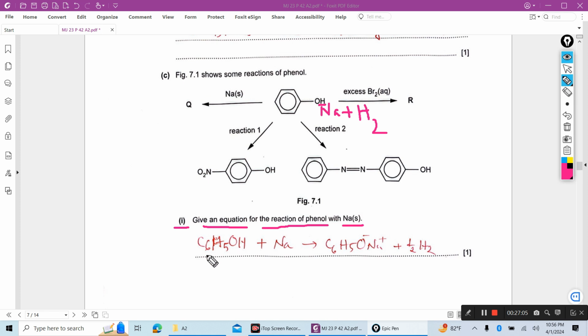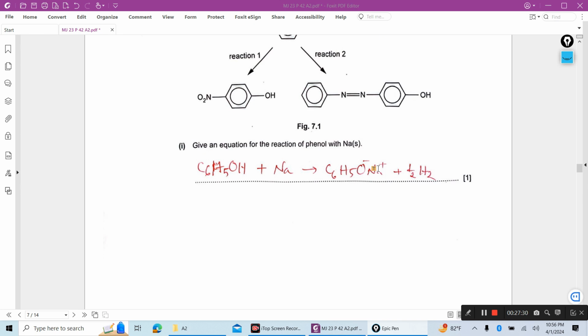So here C6H5OH plus sodium, the hydrogen is replaced by sodium. The oxide is minus, sodium is plus, but if you don't write plus and minus, there is no problem. Plus half hydrogen is produced.